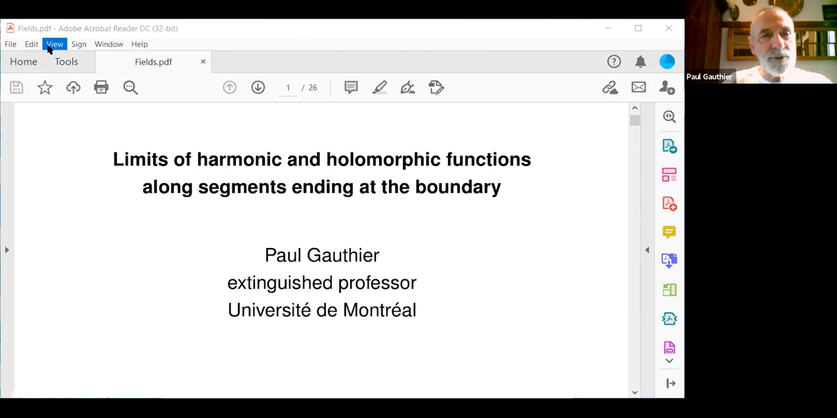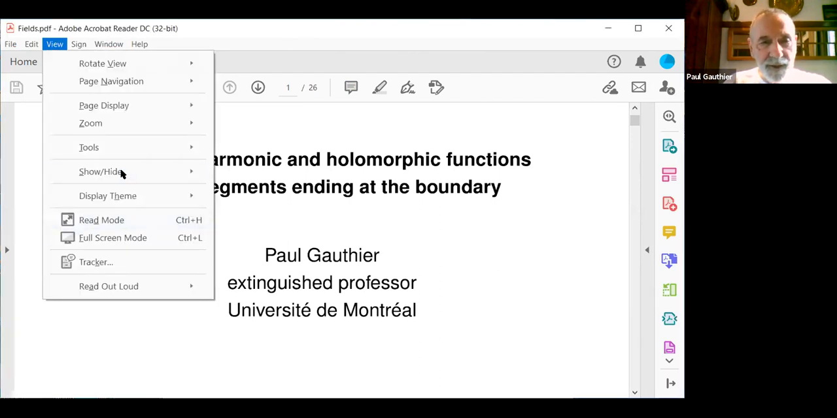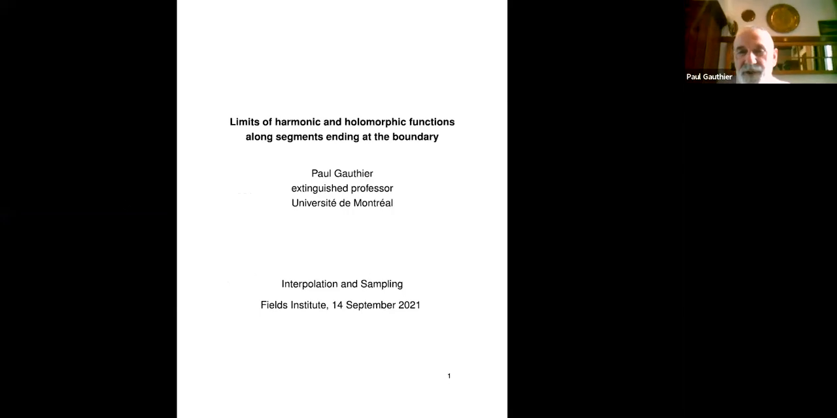This is the way I usually show a screen, but let me try and show the traditional way. Yes, I think that's the more traditional way of showing it. That's good. Full screen. Okay.